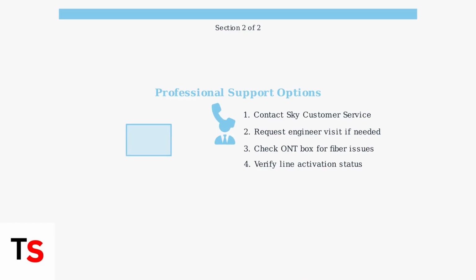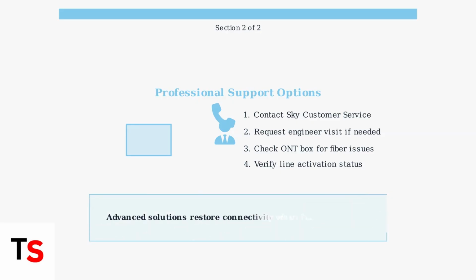If connectivity issues persist after trying these solutions, contact Sky or OpenReach for professional engineer support, especially for new fiber installations where the ONT box may need checking. These advanced troubleshooting steps should resolve most persistent Sky router connectivity issues and restore your internet connection.